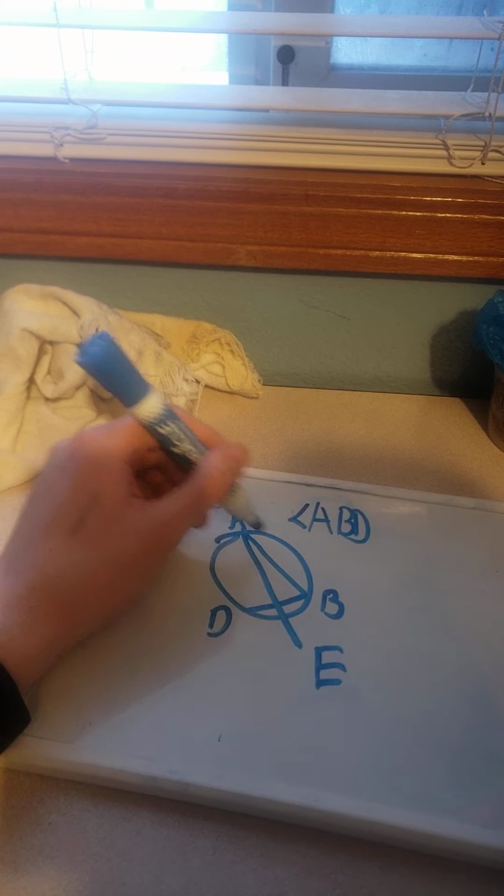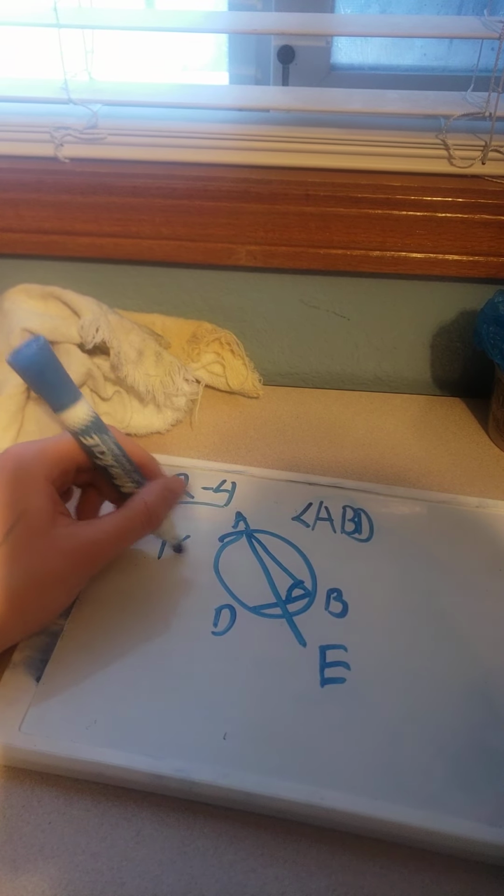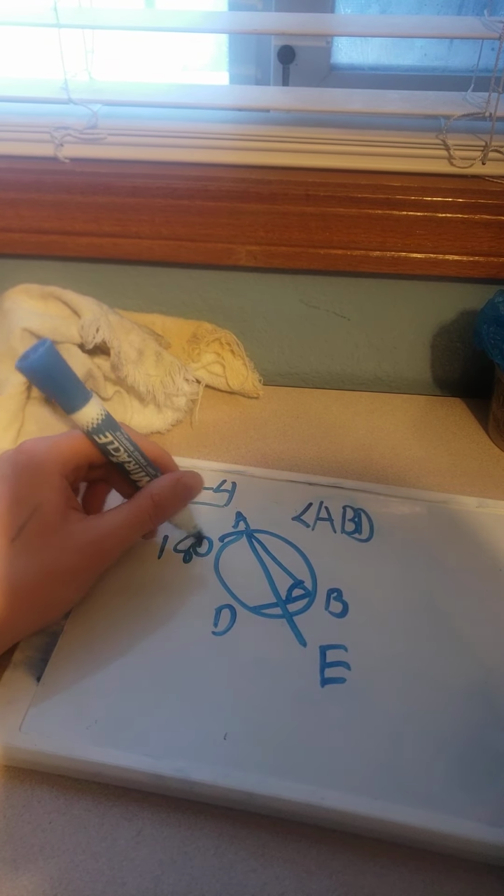So angle ABD is going to be right here. We're going to try and find this angle. And then let's just say our arc length is 108. Sorry, not 180. So the equation for that is angle. So for example, this is our angle.